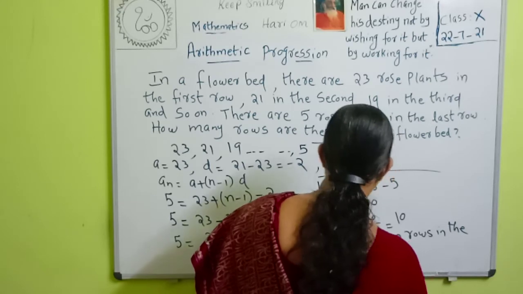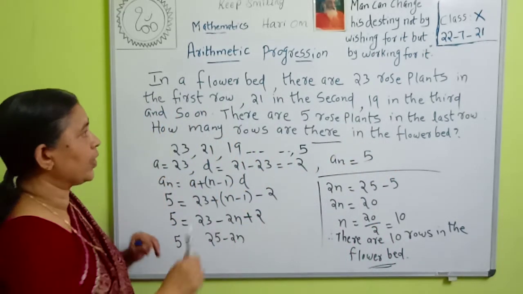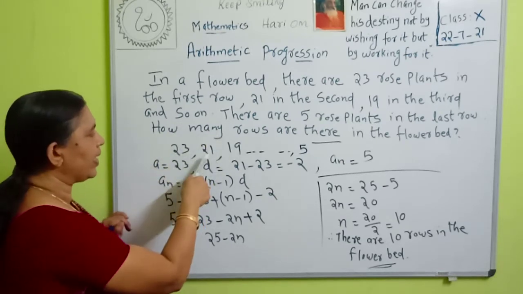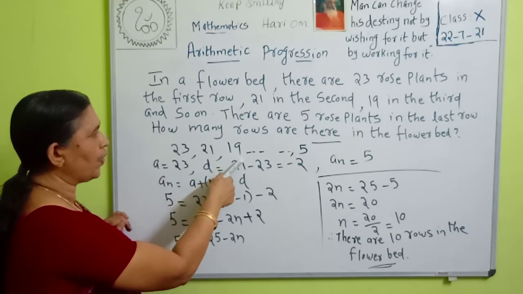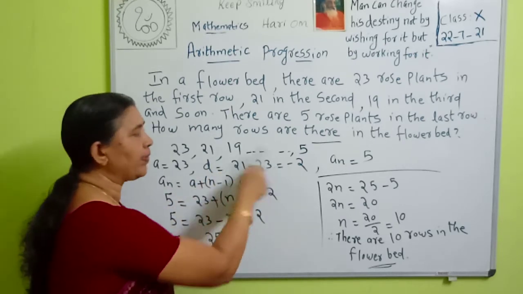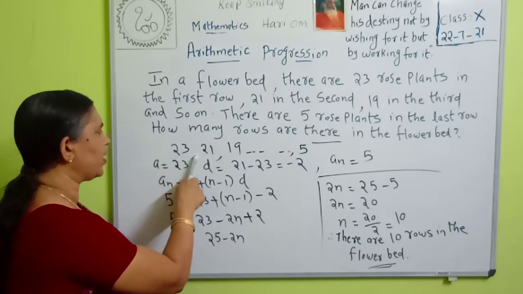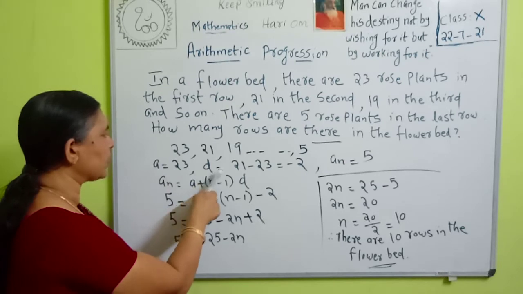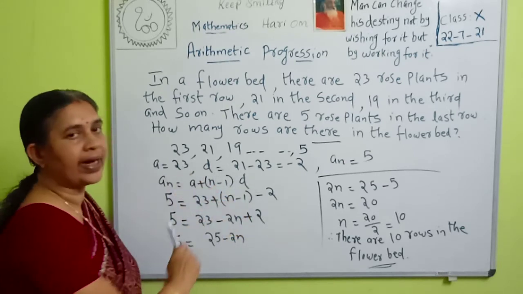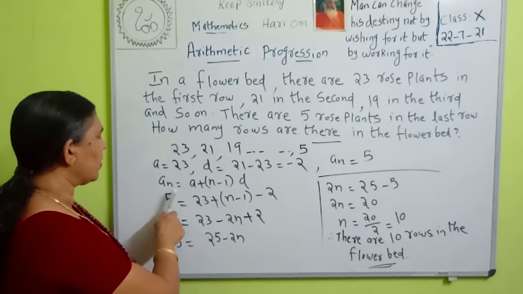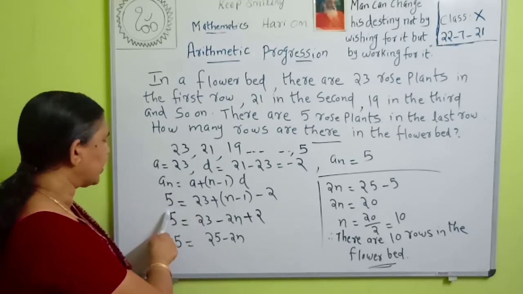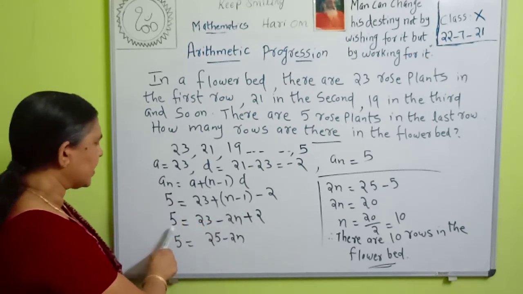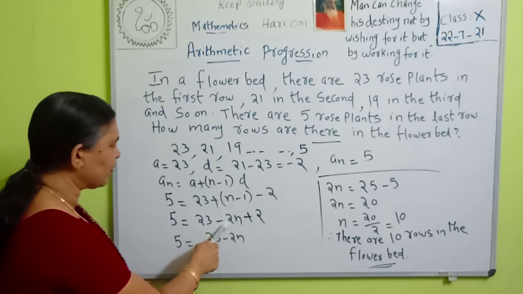So, to find the number of rows here: in the flower bed there are 23 rose plants in the first row, so we write the first number as 23, 21 in the second, 19 in the third, and so on. And in the last row, there are 5 rose plants. So we form an AP 23, 21, 19, etc. up to 5. Then what is A here? First term is 23. The common difference is 21 minus 23, that is minus 2. And the last term An is 5. So An is equal to A plus n minus 1 into D. Substituting the values, 5 is equal to 23 plus n minus 1 into minus 2.